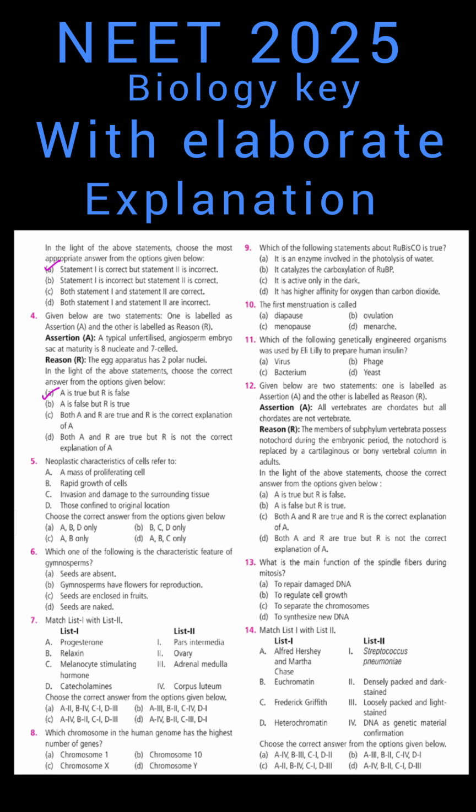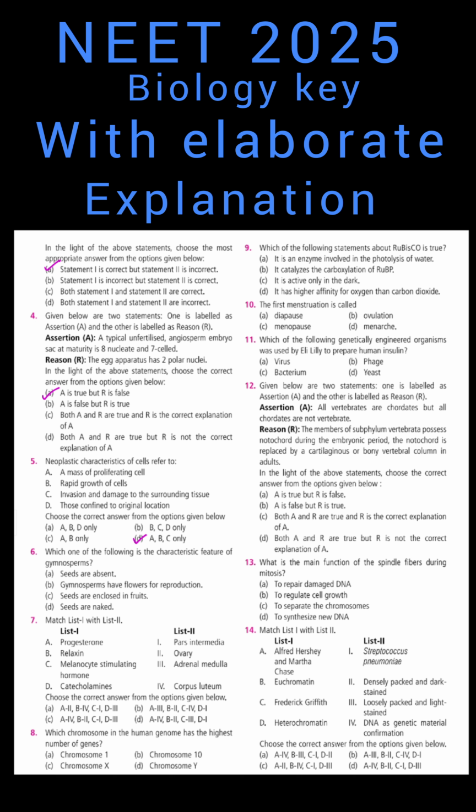Next, neoplastic characteristic of cells refers to a mass of proliferating cells, a rapid growth of cells, and the invasion and damage to the surrounding tissue. That is option D.